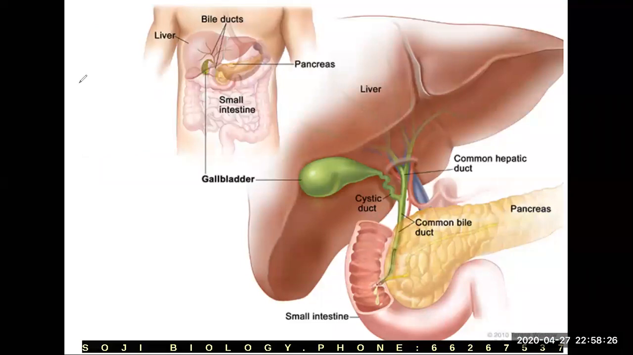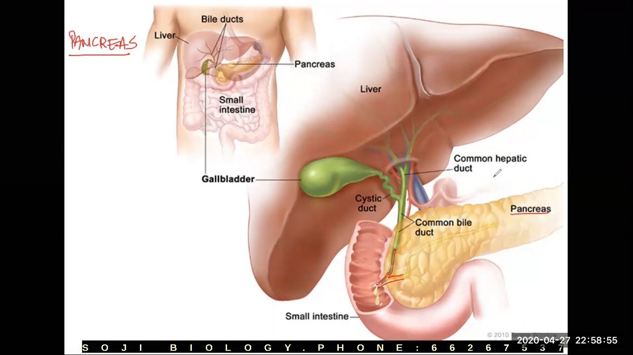Let's study the next gland. This gland is called the pancreas. You can see it is located near the small intestine. That's the small intestine. This is the liver. That's the gallbladder, and this is the common bile duct. It's connected through the common bile duct. Okay, right. We are studying the pancreas.